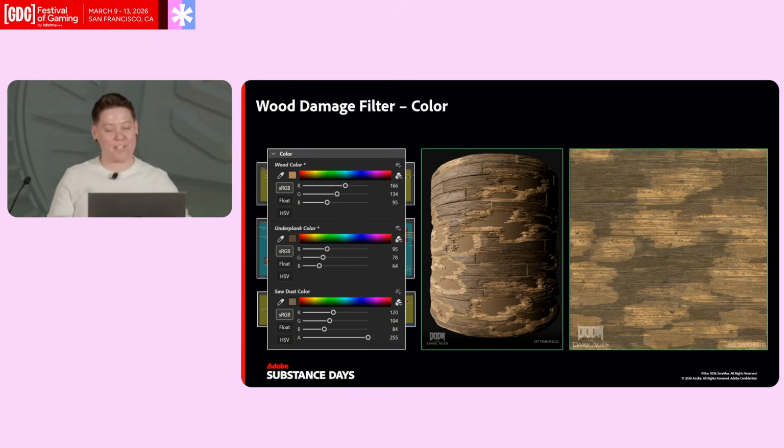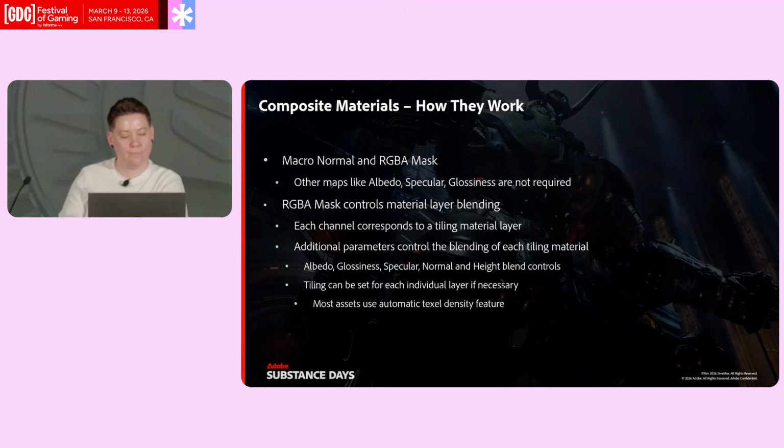But next up, I'm just going to talk about our composite materials, which is also known as multi-layer blended materials. Okay, so how do composite materials work? Composite materials generally consist of a baked macronormal and an RGBA mask. Other maps like albedo, specular, gloss are not required, but you can add them for certain use cases. The RGBA mask controls the material layer blending.